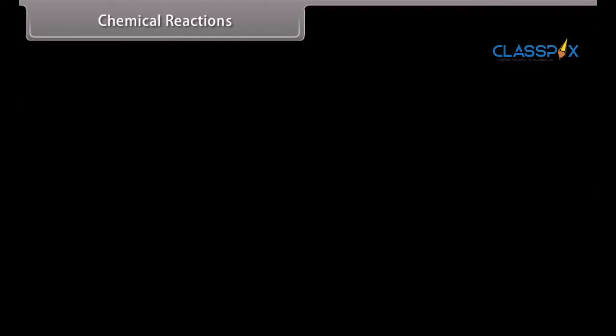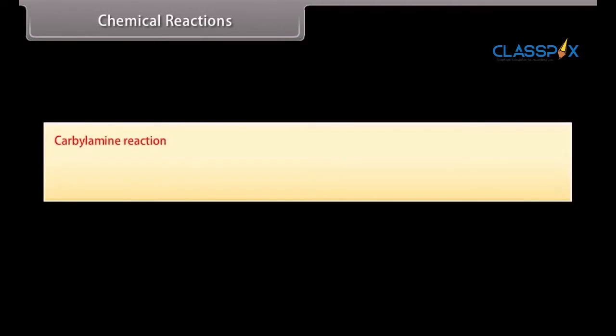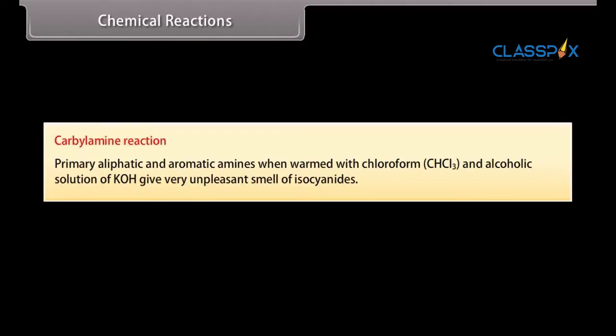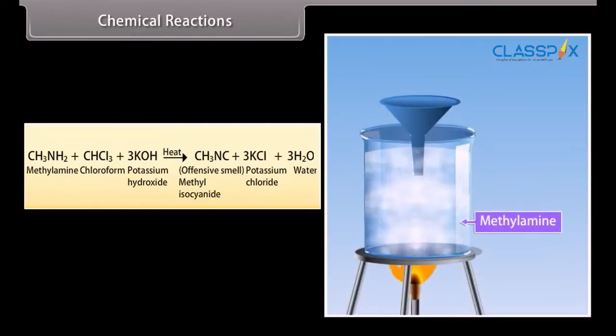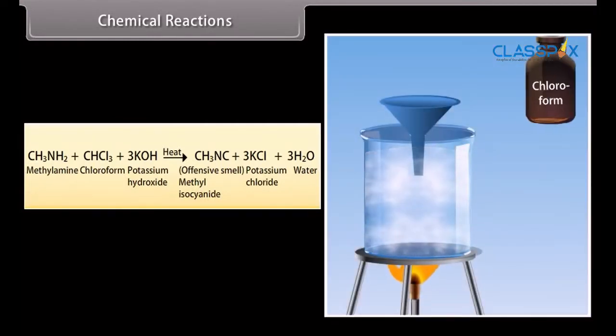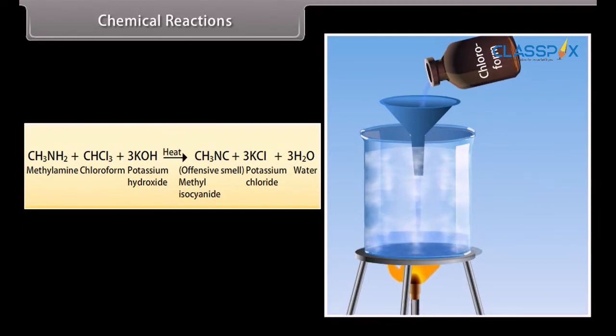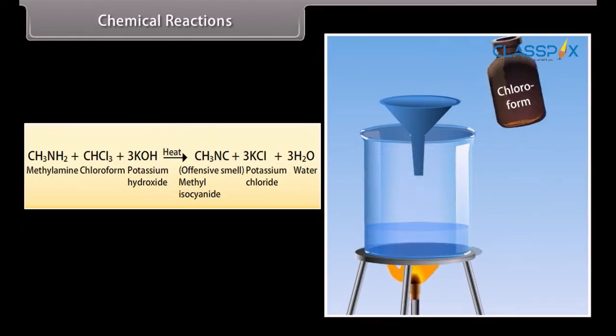Chemical reactions. Carbylamine reaction. Primary aliphatic and aromatic amines, when warmed with chloroform and alcoholic solution of potassium hydroxide, give very unpleasant smell of isocyanides. Chloroform and alcoholic solution of potassium hydroxide reacts with methylamine and forms methyl isocyanide, potassium chloride and water.